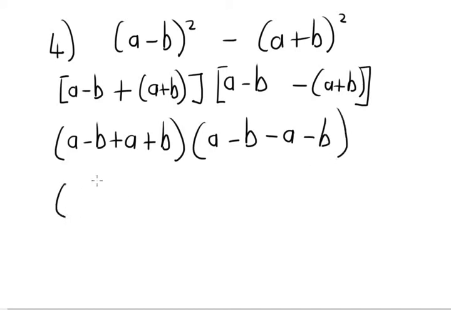And then the last step is just to simplify. So there I've got a plus a, so that gives me 2a. Minus b plus b cancels out. And over here I've got a minus a, that cancels out. In fact, that's going to be minus b, so that's minus 2b. And that's my answer. Right, so you can have a look at that one. We're going to move on to number 5 now.